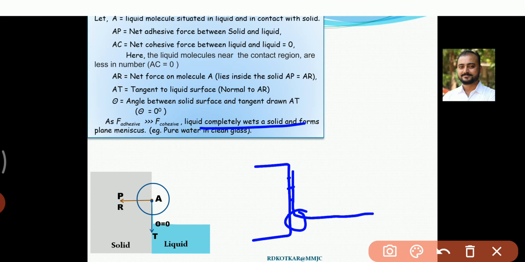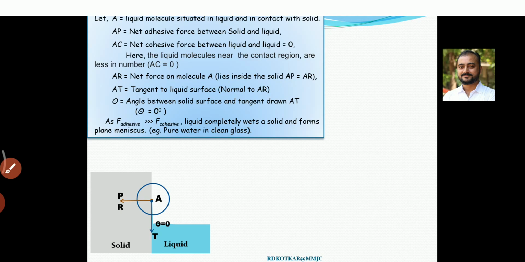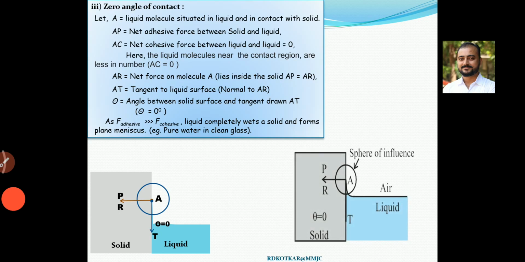And the example of this can be given by a simple one, that is pure water in a clean glass, means the glass plate or the glass used should be clean as well as the water should be pure. Then you can observe there is the formation of zero angle of contact. Okay, remember here zero angle of contact. Then there should be the formation of plane meniscus in which the liquid completely wets a solid, and the example can be given: pure water in a clean glass.